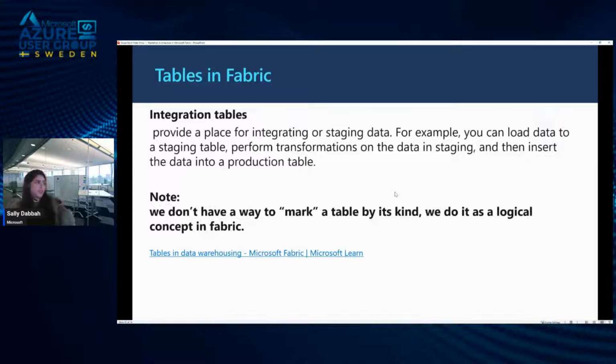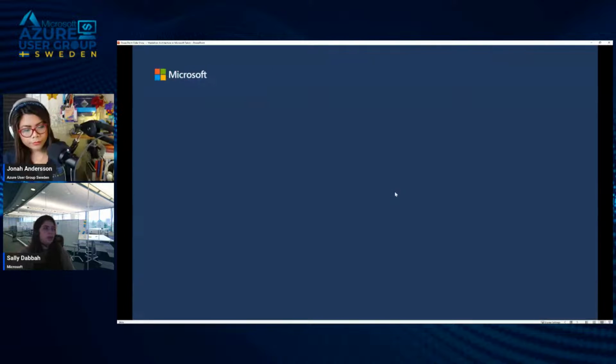We also have the integration table, which is like staging data, and you can load data to a staging table, perform transformations on the staging, and then insert the data into the production table. Again, we don't have a way to mark a table by its kind. We do it as a logical concept in Fabric, and this is the link from Microsoft Learn. You can elaborate on it later on. And that's it.